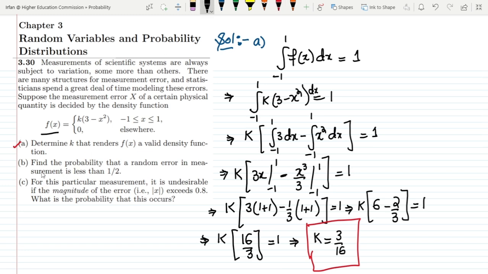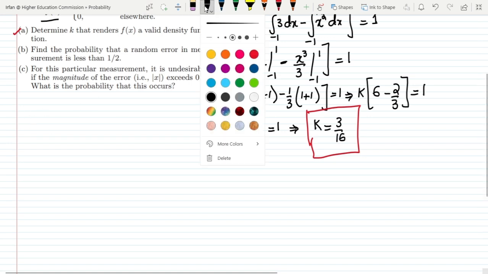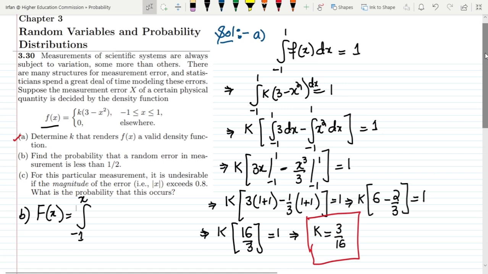In part B, we have to find the probability that a random error in measurement is less than 1 by 2. To do so, first of all, we have to find the CDF of it. In order to find the CDF, I have to take this f of x and integrate it from the lower limit up to a certain value, which is x. And I have to change the variable of my function from x to t.